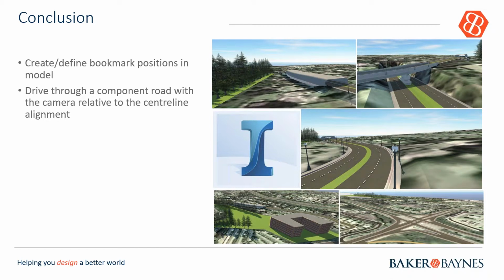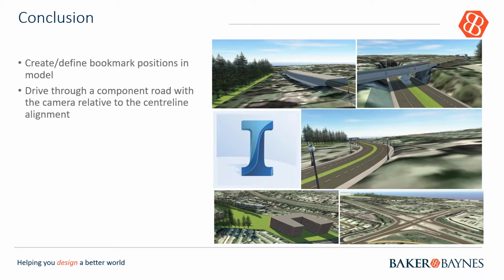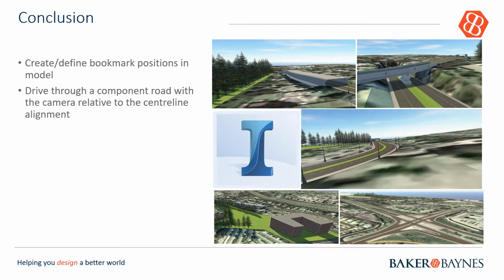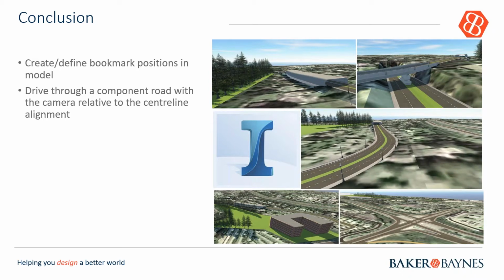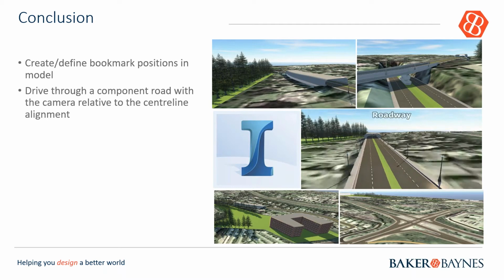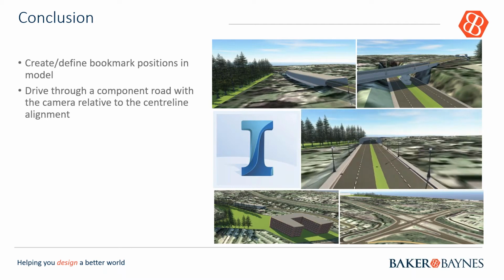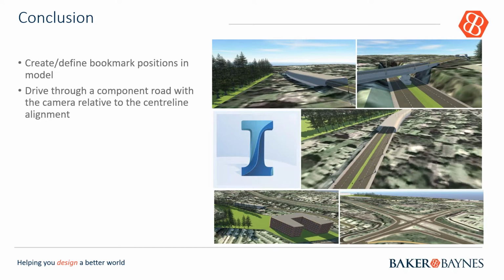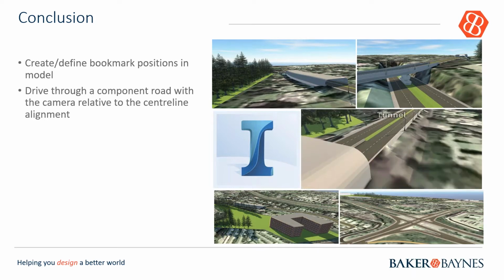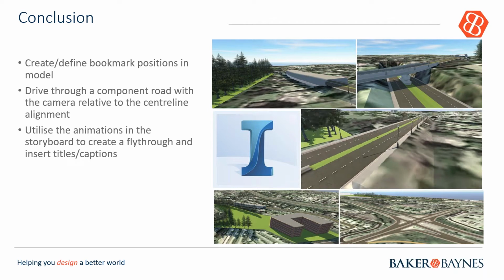And the next thing for infrastructure, if you want to fly through a rail or a roadway, just create a component road, snap your camera, adjust your vertical or your horizontal offsets, create your speed or add your speed, and from there you can actually fly through your road in a good presentation. Again, you can add captions. I've showed you how to do that.